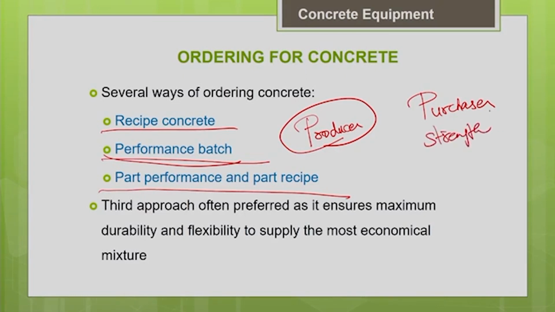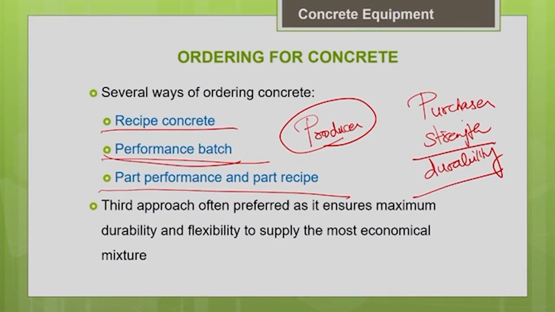Okay. So what is the performance needed, what is the strength needed, what is the durability needed, in which exposure condition the structure is going to be put into. It should be resistant to sulphate attack, resistant to chloride attack. So the durability requirement and the strength requirement are given by the purchaser to the producer. He mentions only the performance requirement.